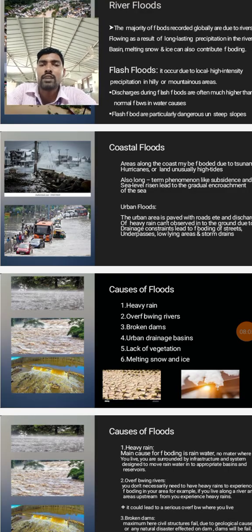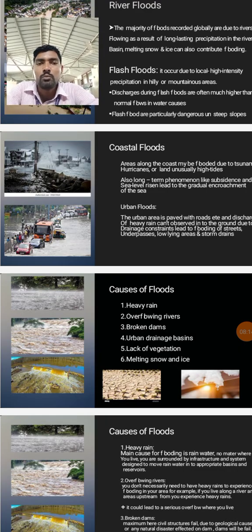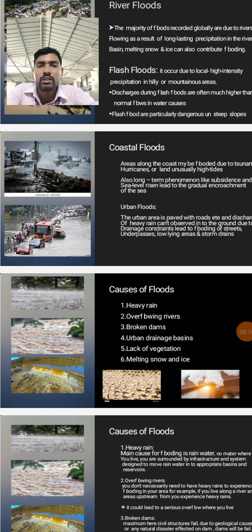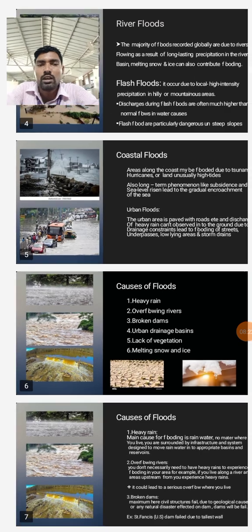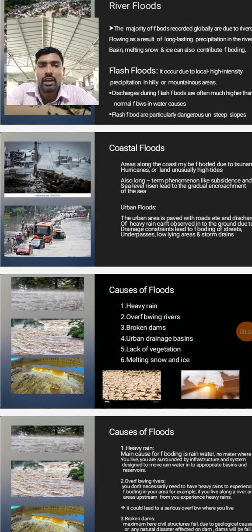And fourth one, urban floods. So the urban area is paved with roads and concrete materials, and also the discharge of the heavy rain cannot be absorbed in the ground due to drainage constraints and leads to the flooding of streets.